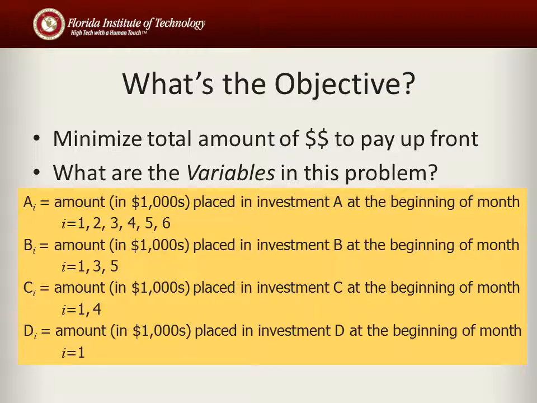So these are our different decision variables. We have 6 decision variables associated with investment A, 3 decision variables associated with investment B, 2 decision variables associated with investment C, and 1 associated with investment D. These are the total set of decision variables in our problem.